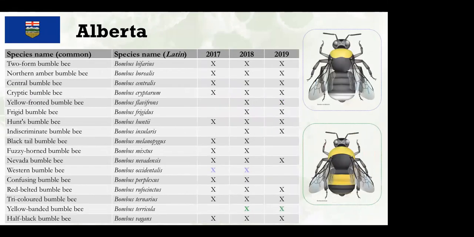The program at Glenbow Ranch Provincial Park has now just finished its third year, and after 3 years has collected volunteer survey records for 17 different species, two of which are federally listed species at risk: the western bumblebee in purple at the top here and the yellow-banded in green. And one thing I will point out here is that 17 species sounds like more than 12, which of course it is, but actually bumblebees and a lot of insects are more diverse in Alberta than they are in Ontario, so you can't just completely compare them neck and neck.